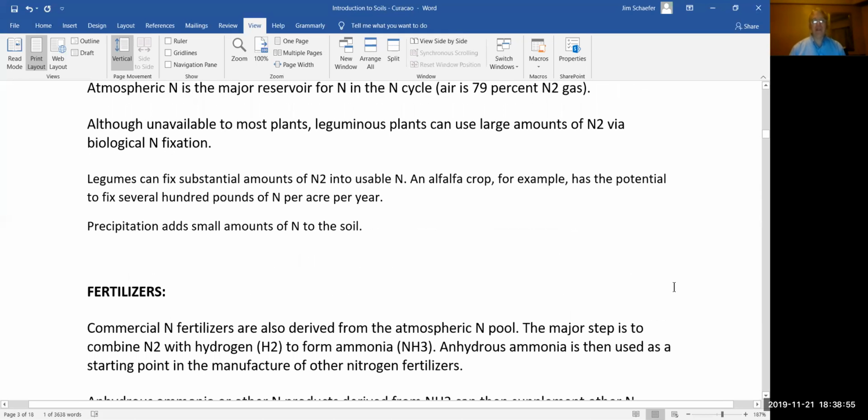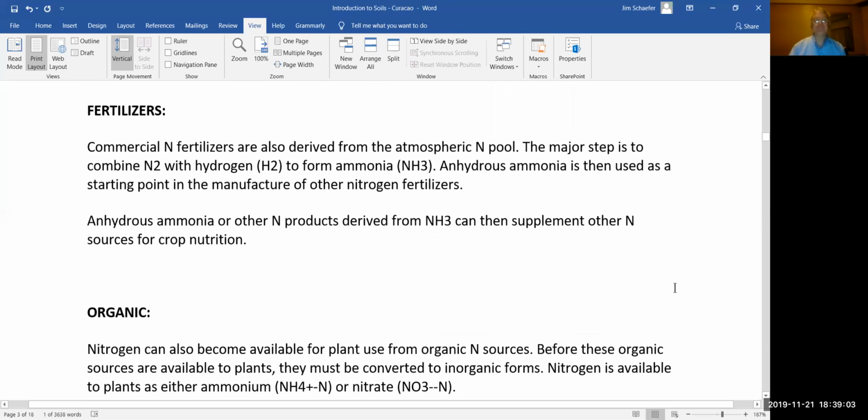Rainfall also takes atmospheric nitrogen and deposits that nitrogen into your soil. Commercial fertilizers are also derived from the atmospheric nitrogen pool. The major step is to combine nitrogen gas with hydrogen to form ammonia. And anhydrous ammonia is then used as a starting point to manufacture other nitrogen fertilizers. Anhydrous ammonia and other nitrogen products derived from ammonia can then supplement other nitrogen sources for crop production.